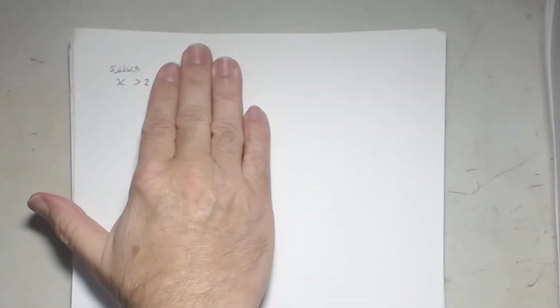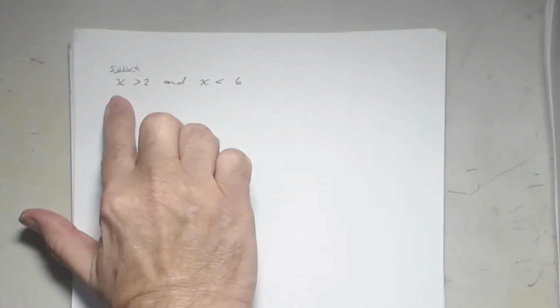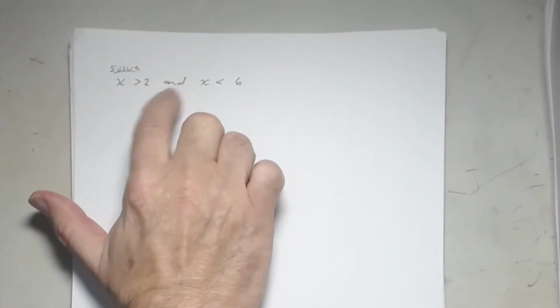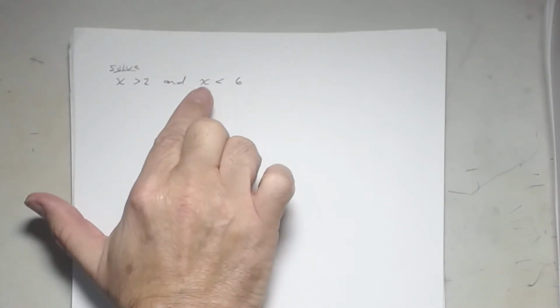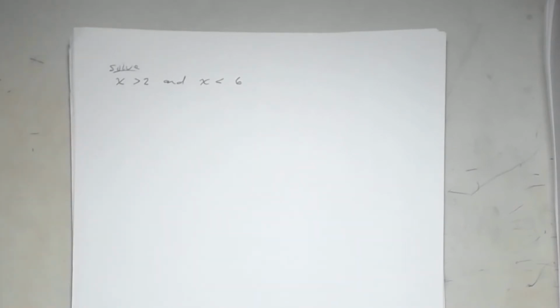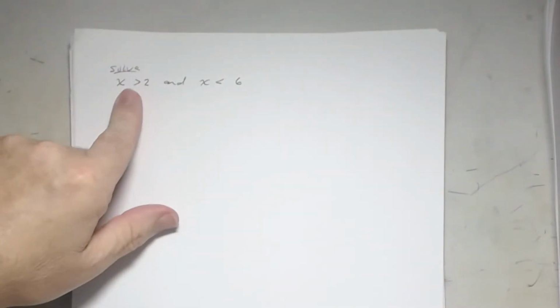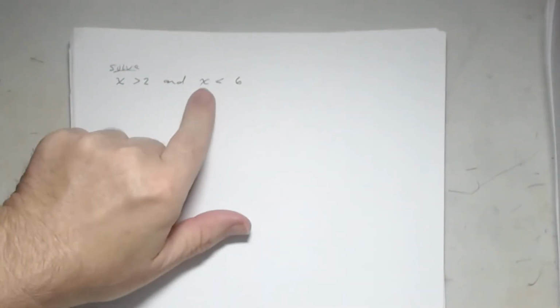So it's not just saying find all the solutions bigger than 2. It is saying find all the numbers that are bigger than 2, and those numbers have to be what? Less than 6. So give me a number that you think may work here. 4. Okay. Is 4 bigger than 2? Yes. Is 4 less than 6? Yes. Give me another number.